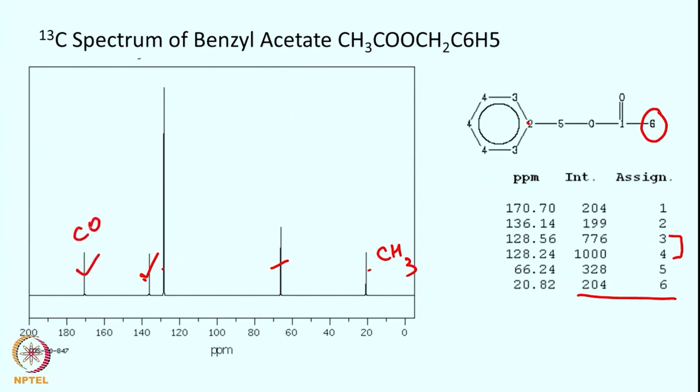So this is for CO, this is from the aromatic carbon 2, and these are 3 and 4, they are quite close. And then we have CH2, and this is CH3. So that is the benzyl acetate carbon spectrum. Okay. Then we move ahead and take another example to understand how the spectrum looks. I will give you, and now we have to analyze.